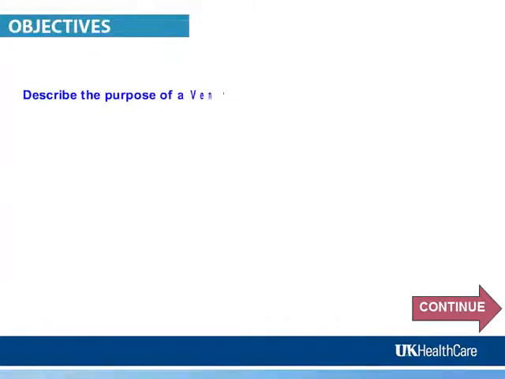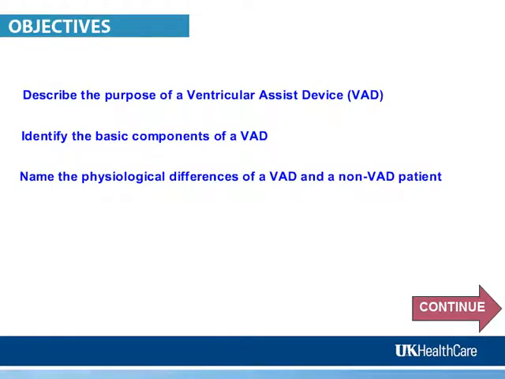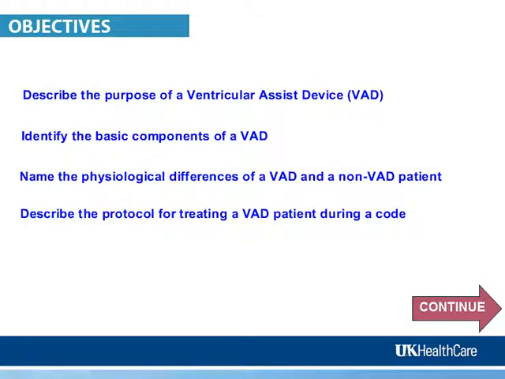The objectives of this course are to describe the purpose of a ventricular assist device, VAD. Identify the basic components of a VAD. Name the physiological differences of a VAD and a non-VAD patient. And describe the protocol for treating a VAD patient during a code.